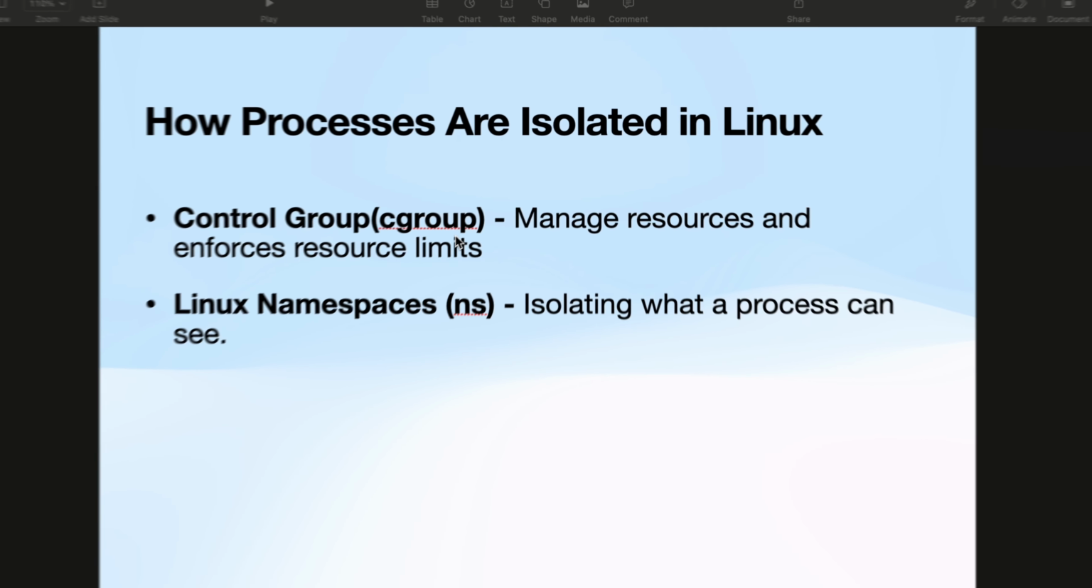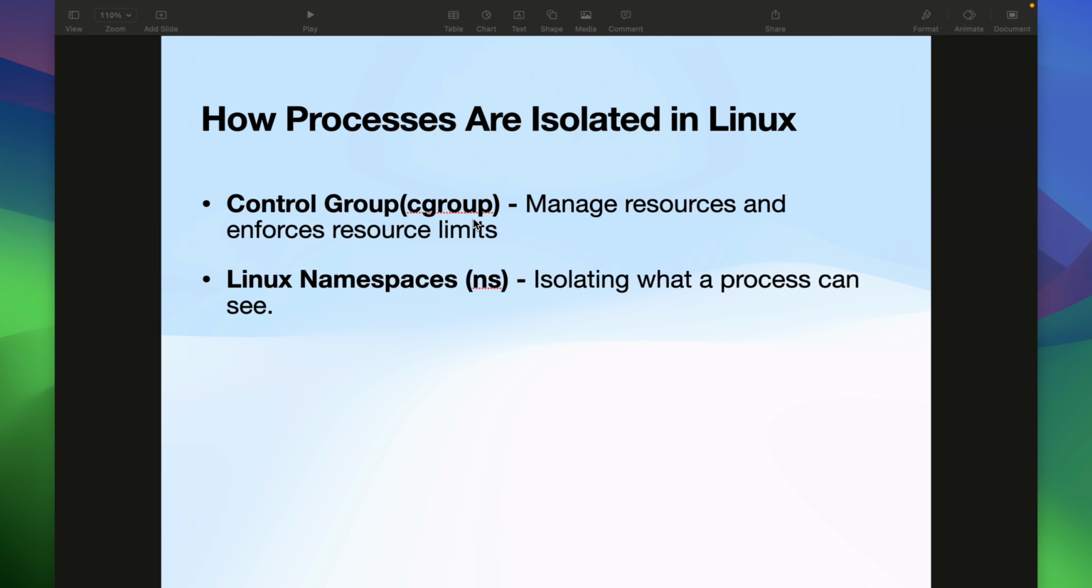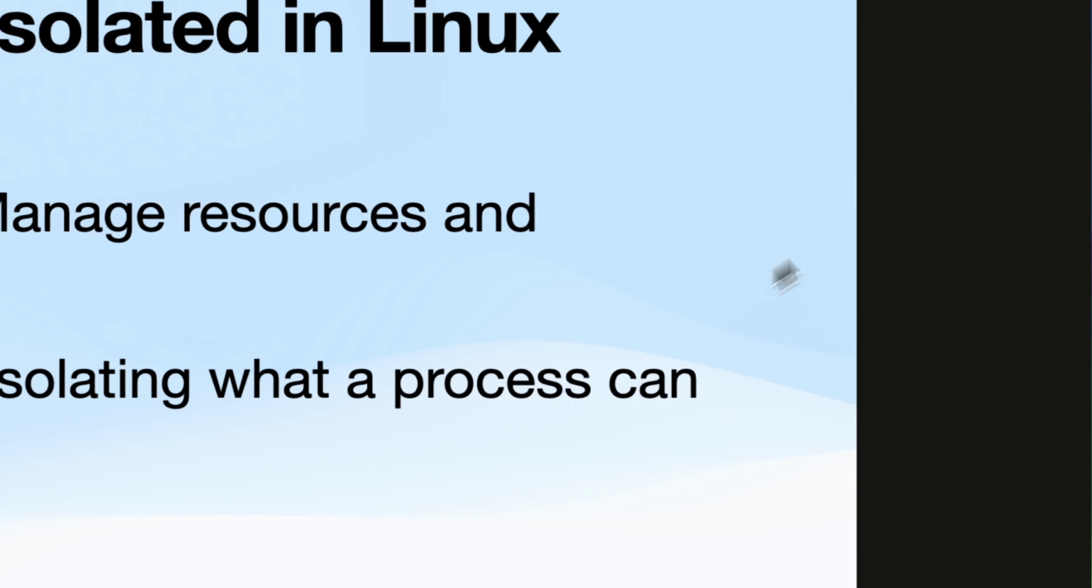So you might want to ask, how are processes isolated in Linux? Now, in Linux, there are two major features that help in process isolation. The first one is control groups, and the second one is Linux namespaces. Now, the control group is just the Linux feature that helps us to confine, to restrict resource limits on a process.